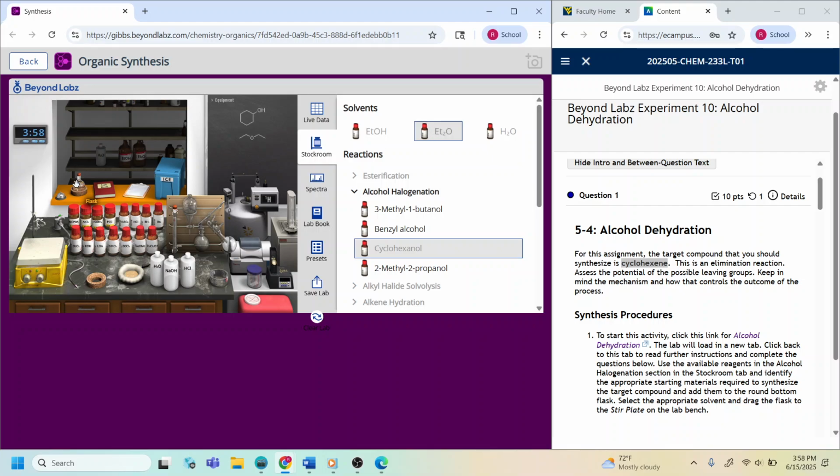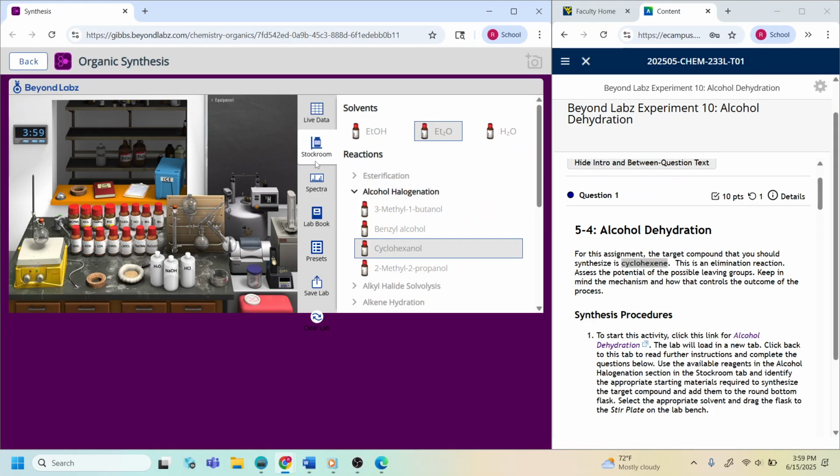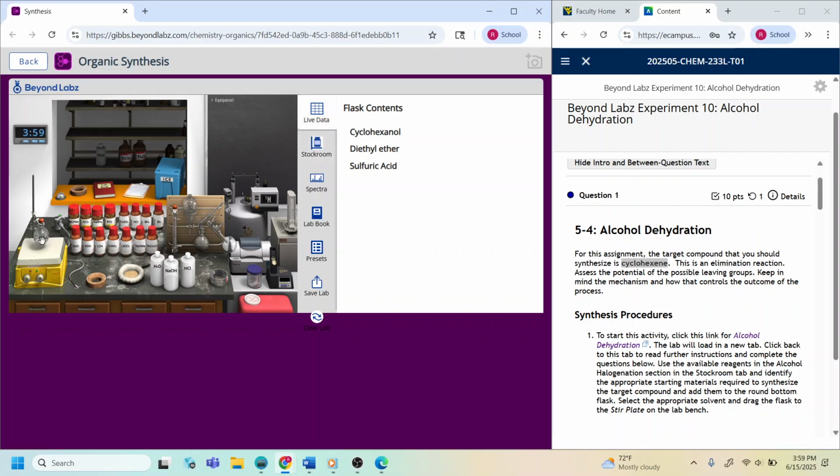After I use the diethyl ether, I'm just going to bring it because right now I did not put all my ingredients in there. Remember that to do a dehydration reaction, you need an acid. You need an acid to protonate that oxygen to make it water. So now I'm going to choose from here sulfuric acid. So this is going to be my sulfuric acid. I'm just going to bring it and pour it over here. Okay. So now for the contents of my flask in the live data, what do I have in my flask? I have the cyclohexanol, the diethyl ether, and the sulfuric acid.